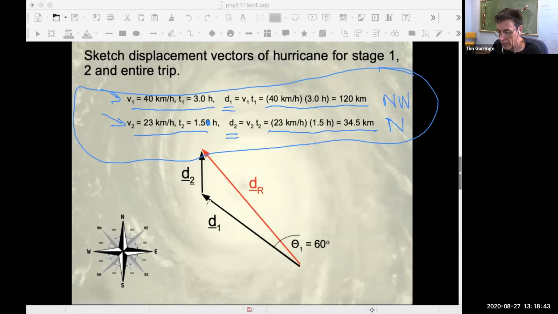And then the resultant runs from the tail of the first to the tip of the second when I draw the tail of the second on the head of the first. And so that was my first stage, just to picture the vector addition that's going on here. So now let's get on with the actual vector addition.